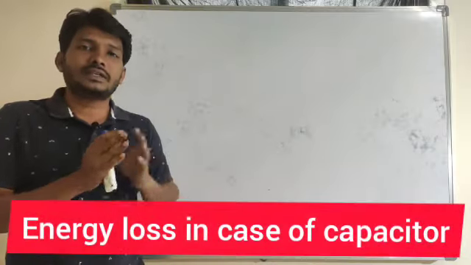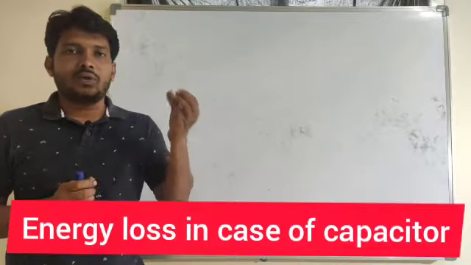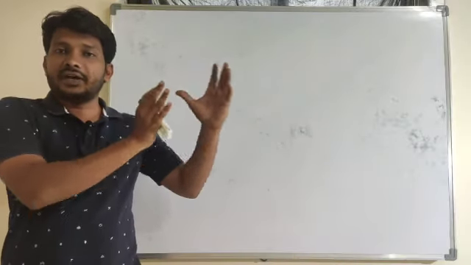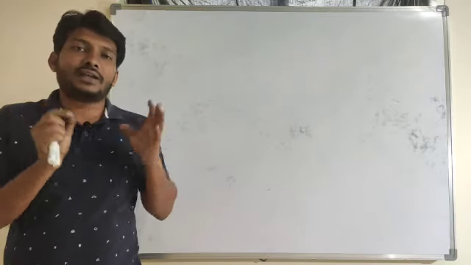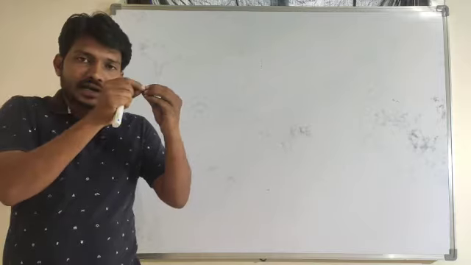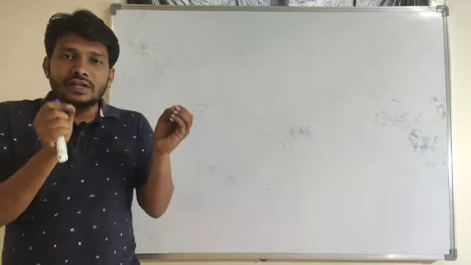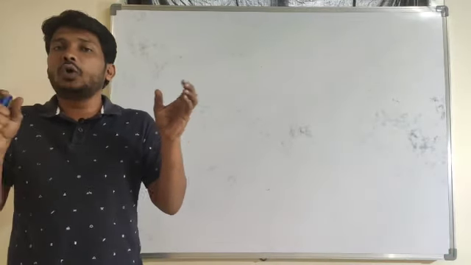What is the meaning of this redistribution of charges? For example, I will take two bodies here, body A and body B. These two bodies have different kinds of charges, and let me join them with one wire. If these two bodies are connected by one wire, then charges will move from the higher potential to the lower potential.